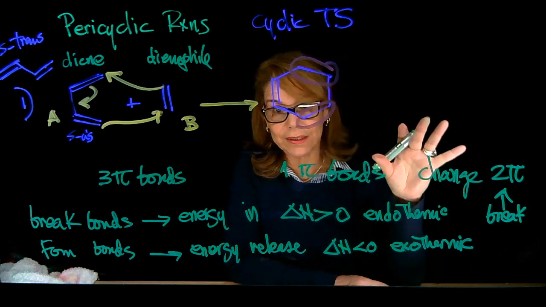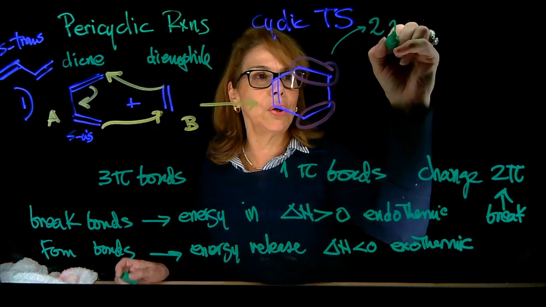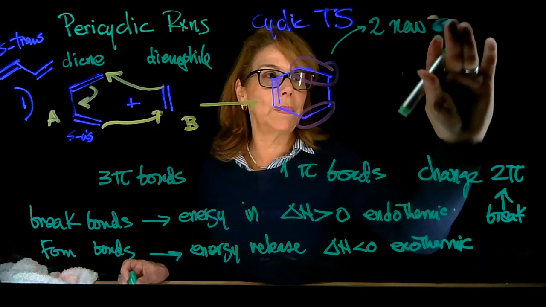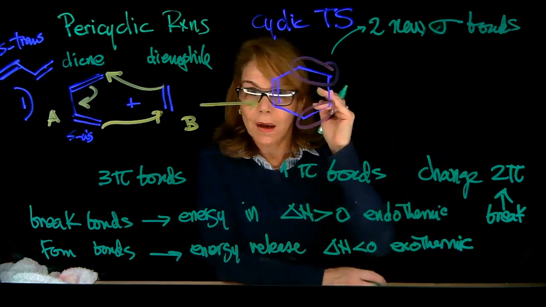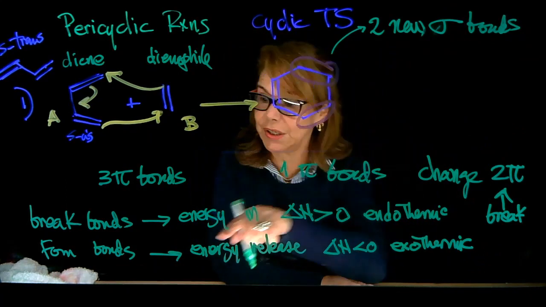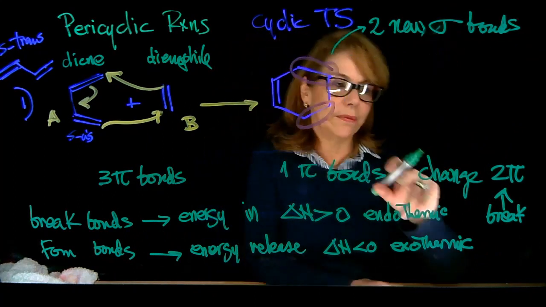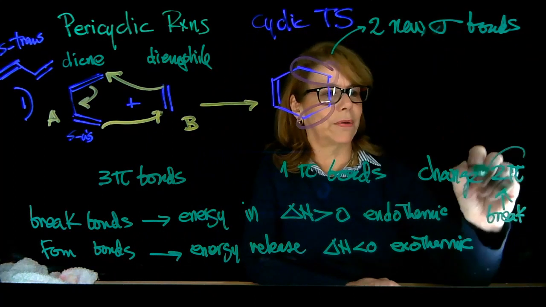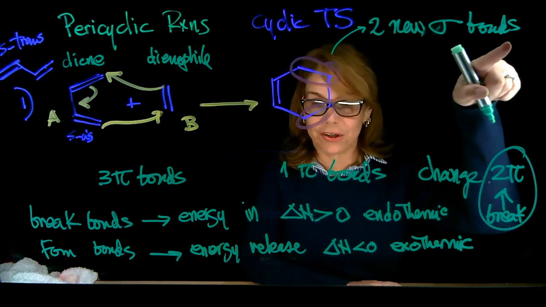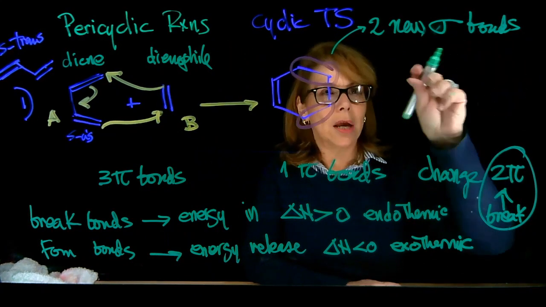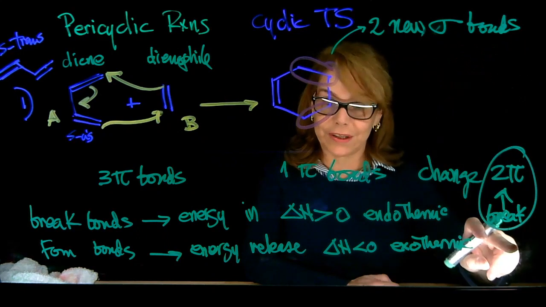But that's not the only thing that's happening. We are forming 2 new sigma bonds that were not there. Forming sigma bonds, that is energy that is released. Forming bonds releases energy. So overall, even though I had to input energy to break 2 pi bonds, this delta H is going to be smaller than the energy that is released. Again, these being stronger bonds, there is more energy released than the energy that I need to put in.